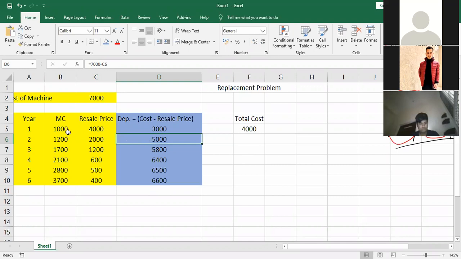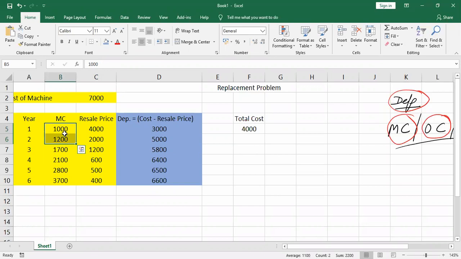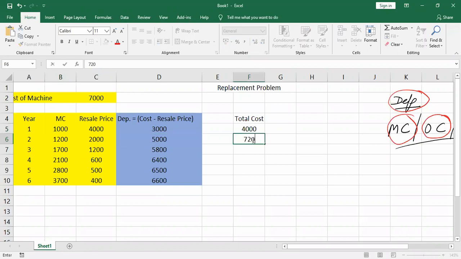And in 2 years, how much do you spend on maintenance? 1,000 in the first year, 1,200 in the second year. That means you spend 2,200 on maintenance plus 5,000 depreciation. So ultimately 7,200 is the total cost in 2 years. So it is a little bit complex to find the value.